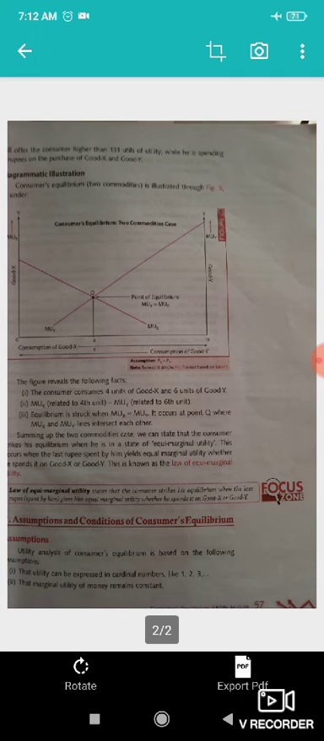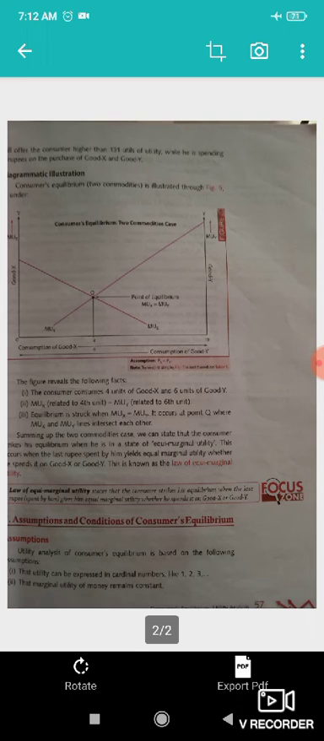Now what are the various assumptions or facts which we reveal from this? The first point: the consumer consumed 4 units of good X and 6 units of good Y. MUX is equal to MUY. Then equilibrium is struck when MUX is equal to MUY. It occurs at point Q. The point at which the equilibrium is struck is called Q.